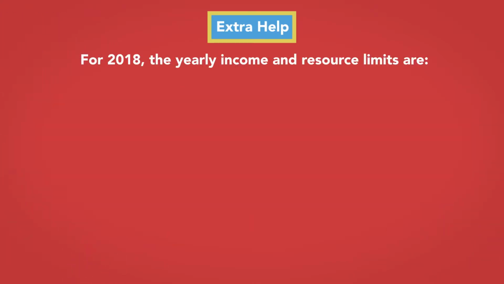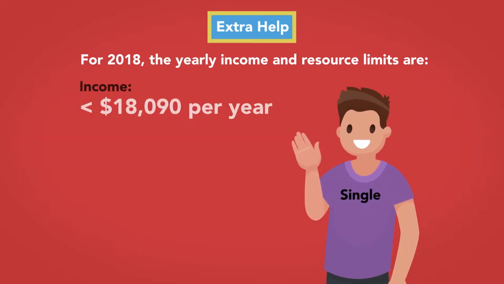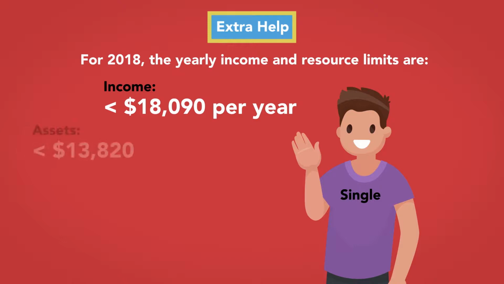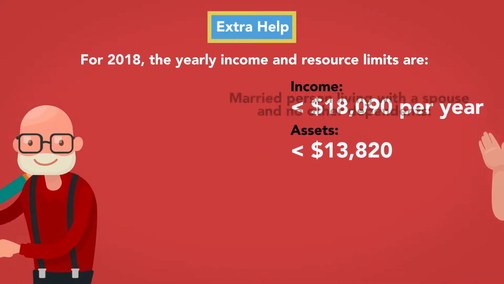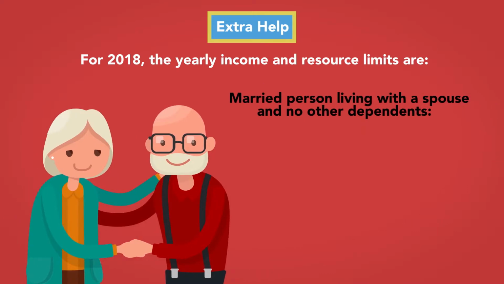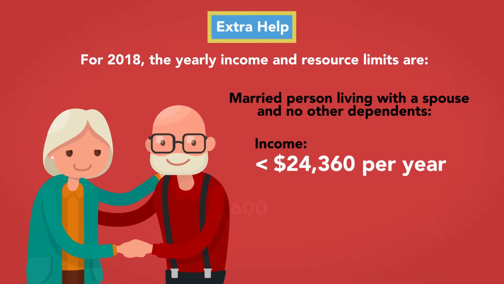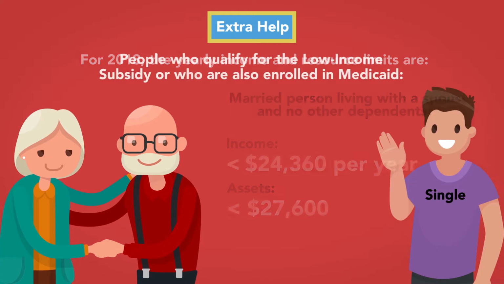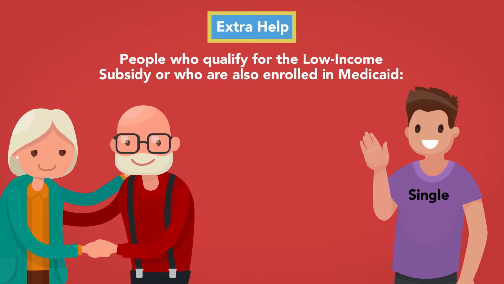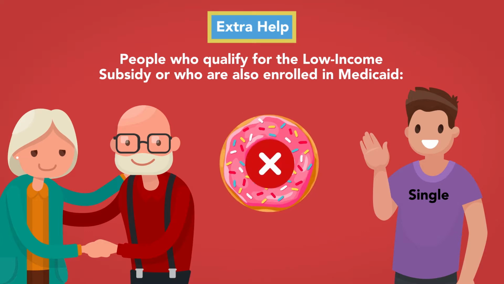For 2018, the yearly income and resource limits are, for a single person, income less than $18,090 per year and assets less than $13,820. For married people living with a spouse and no other dependents, income less than $24,360 per year and assets less than $27,600. People who qualify for low-income subsidy or who are also enrolled in Medicaid do not have a coverage gap, the donut hole we discussed earlier.